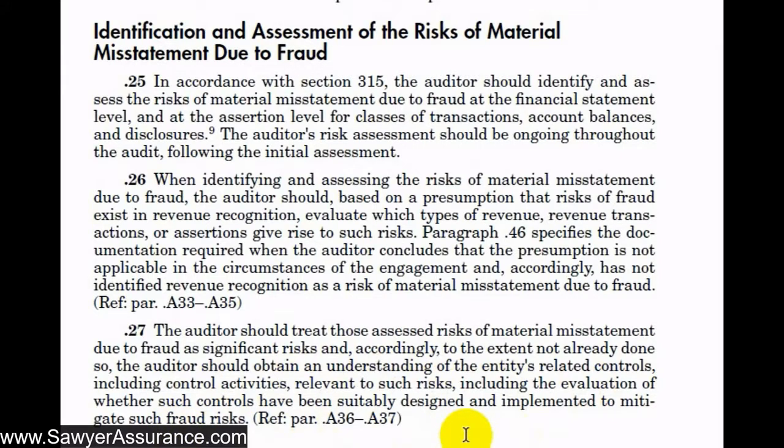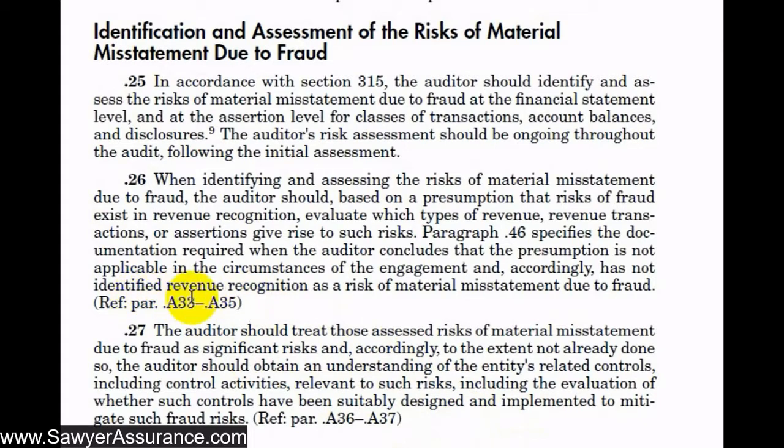So if we come to identify and assess a risk of material misstatement due to fraud, then we have to do a lot of extra work to understand that risk and to understand the controls that the entity has in place to mitigate that risk, because it's a very significant risk to us.